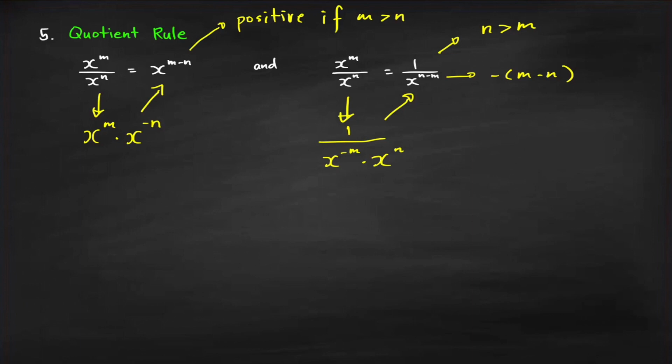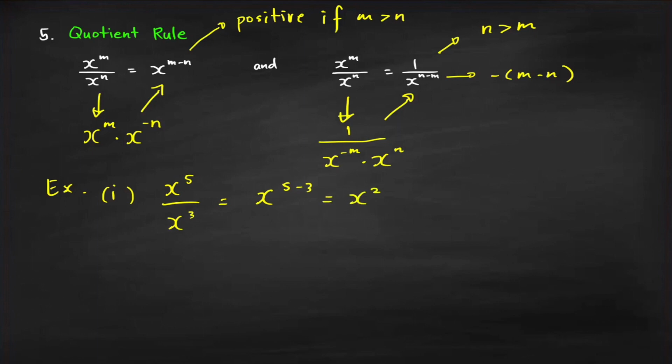Let's have some examples. So let's say you have x raised to 5 over x raised to 3. The power of the numerator is larger than the power of the denominator. So we use the first equation. So we have here 5 minus 3, which is equal to x squared.